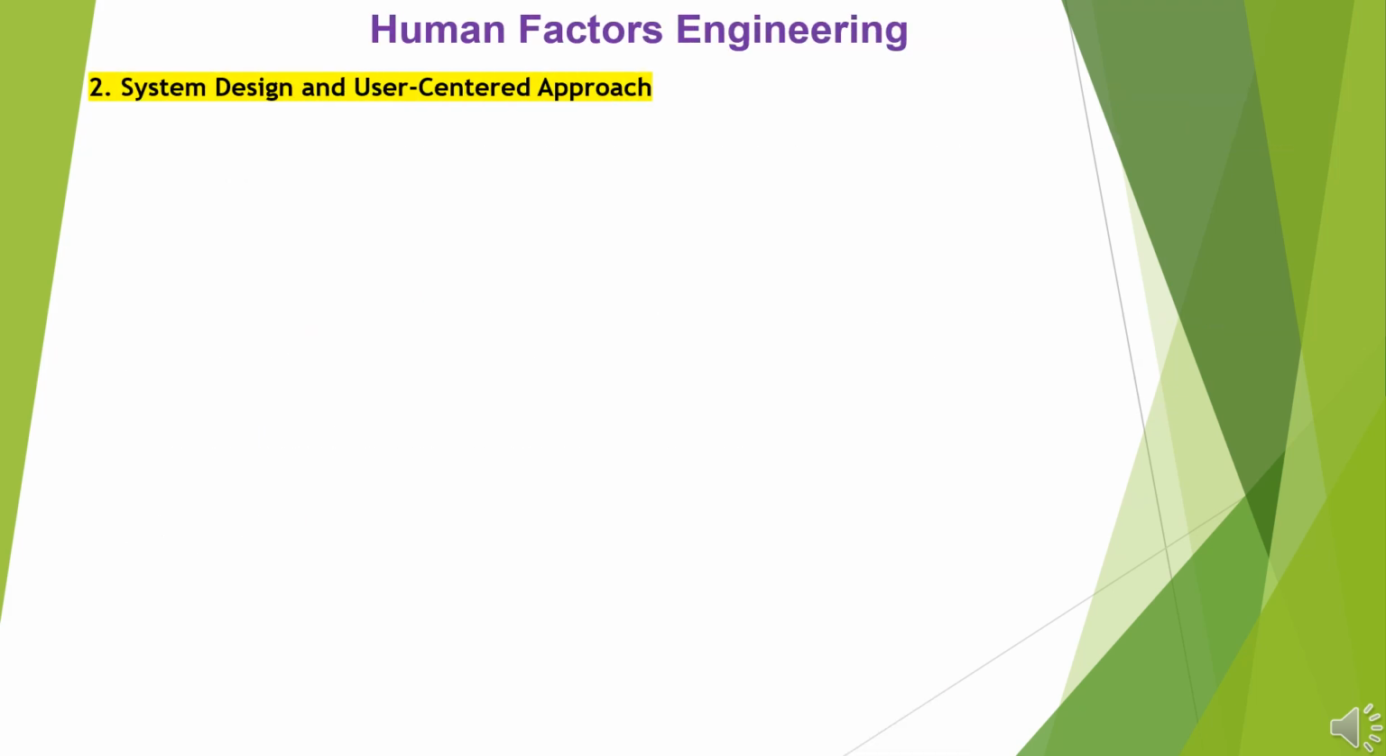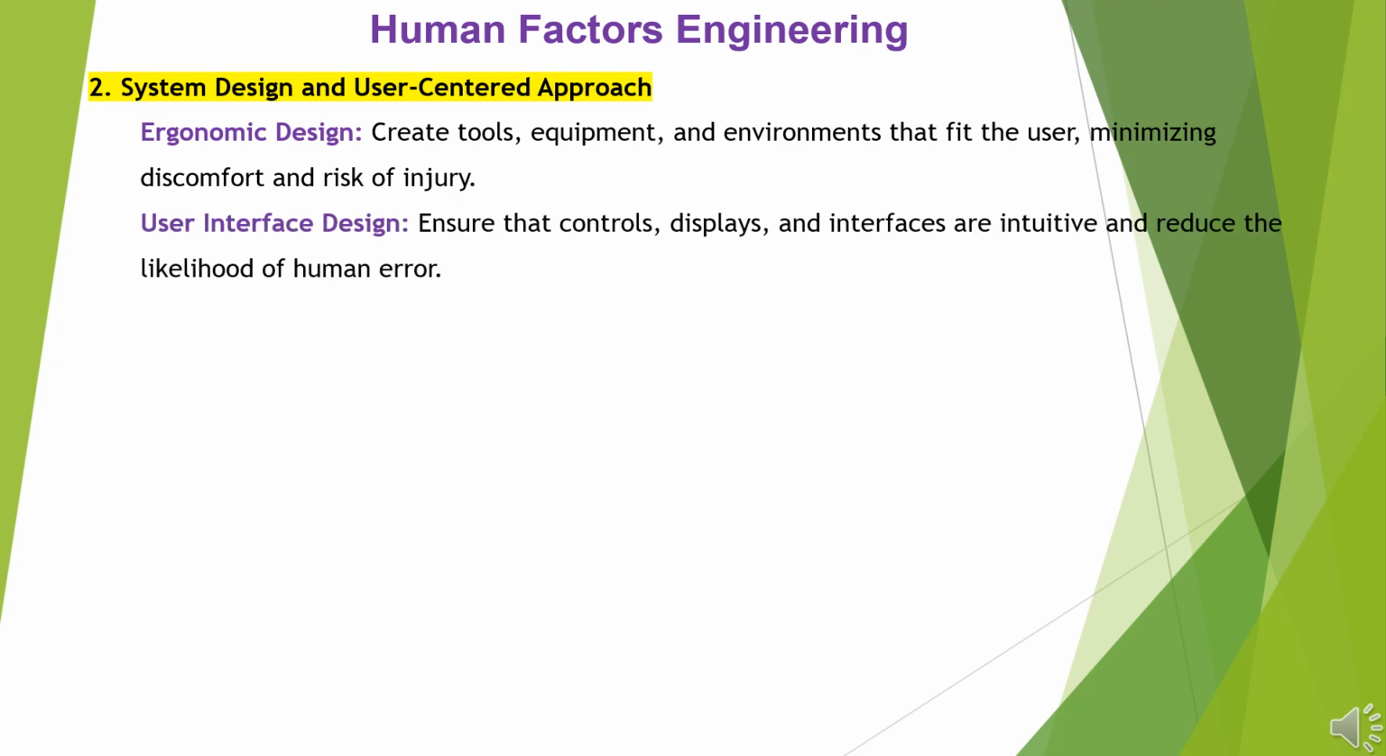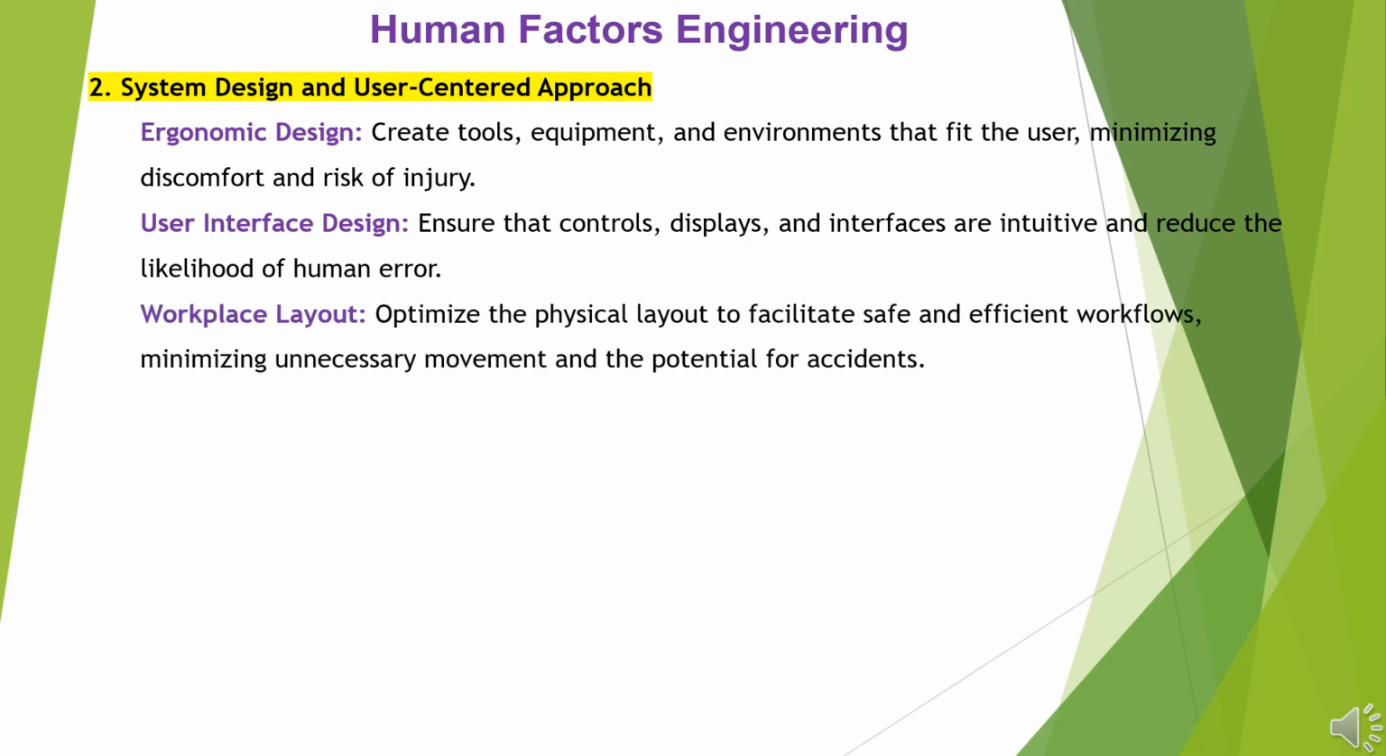2. System design and user-centered approach. Ergonomic design. Create tools, equipment, and environments that fit the user, minimizing discomfort and risk of injury. User interface design. Ensure that controls, displays, and interfaces are intuitive and reduce the likelihood of human error. Workplace layout. Optimize the physical layout to facilitate safe and efficient workflows, minimizing unnecessary movement and the potential for accidents.